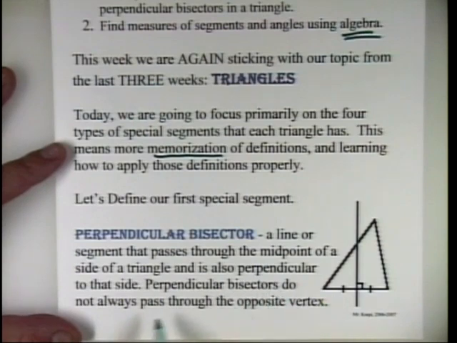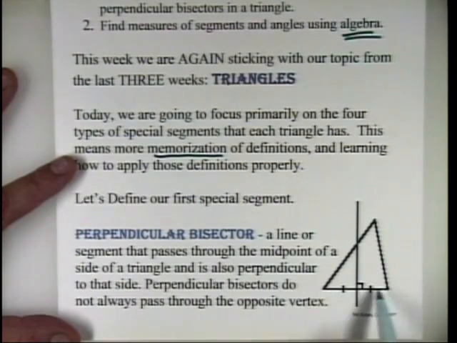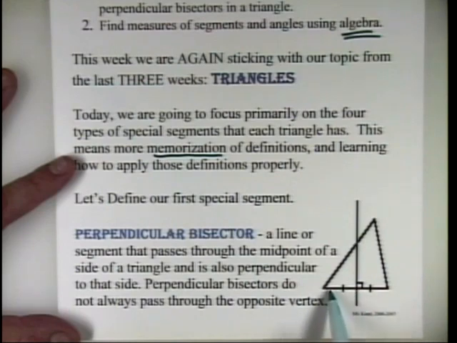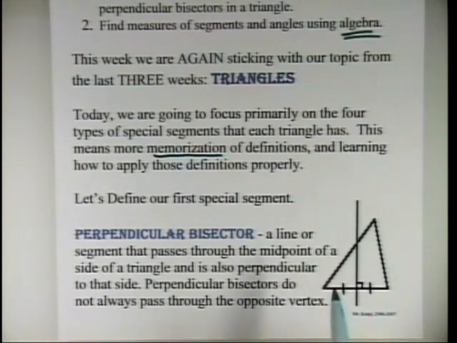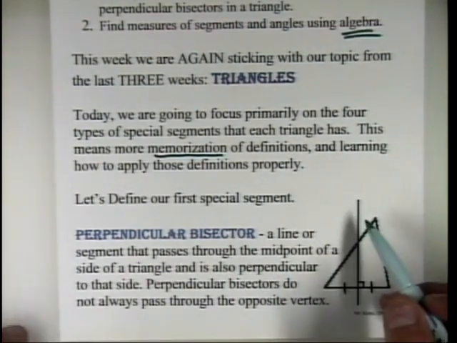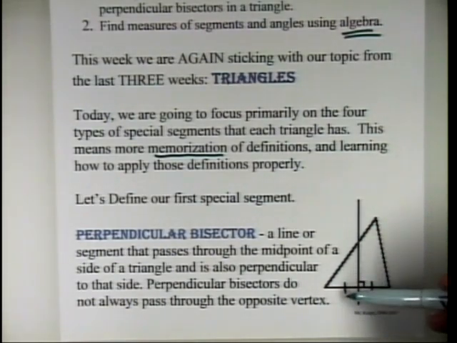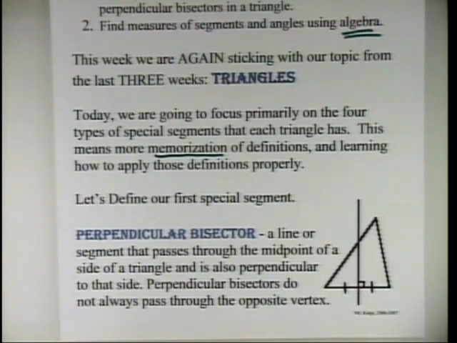Now, perpendicular bisectors do not always pass through the opposite vertex. So if I look at this triangle here, and I wanted to find the perpendicular bisector for this bottom side here, it would be a line that's perpendicular to it, and that's denoted by the little right angle box right here. And it's going to cut this segment down here into 2 equal parts, and again we denote the 2 equal parts by doing the tick marks down here. So this would be a perpendicular bisector. Okay? Notice that this line does not pass through the vertex of this triangle, but it is perpendicular and it cuts the opposite side into 2 congruent segments.